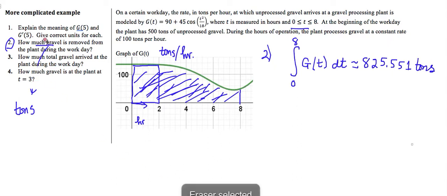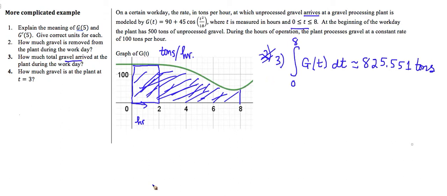What a terrible mistake I made. This is not the amount that is removed. Number 2 asks for the amount that is removed from the plant. What we just answered there is number 3, the total amount that arrived, because this graph here, G of t, is the amount that arrives. Okay, so no biggie. We actually answered this question correctly. We just answered the wrong question.